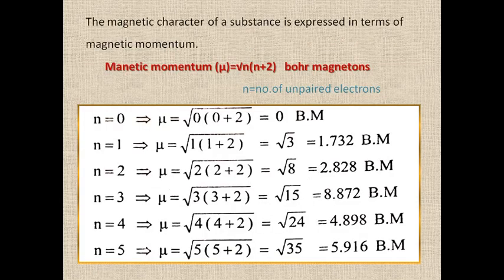The magnetic character of a substance is expressed in terms of its magnetic moment. That is, mu is equal to the square root of n into n plus 2, where n is the number of unpaired electrons. For example, if the number of unpaired electrons is 0, we get 0 into 0 plus 2, that is 0 Bohr magnetons. If the number of unpaired electrons is 1, we get root 3, that is 1.732 Bohr magnetons. So depending upon the number of unpaired electrons, we get this magnetic moment value.